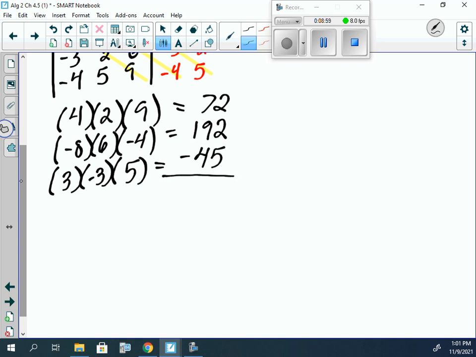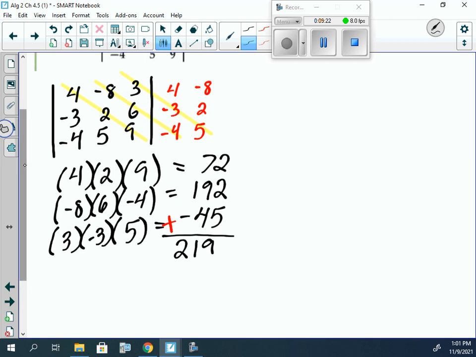Now, unlike the first one, what we're going to do is take all 3 of these numbers and just add them together. And if we add them all together, we get 219. So the number we have from all the diagonals going from the left to the right, multiplied and added together is 219. Okay. Any questions on this so far before we move on to the next part?